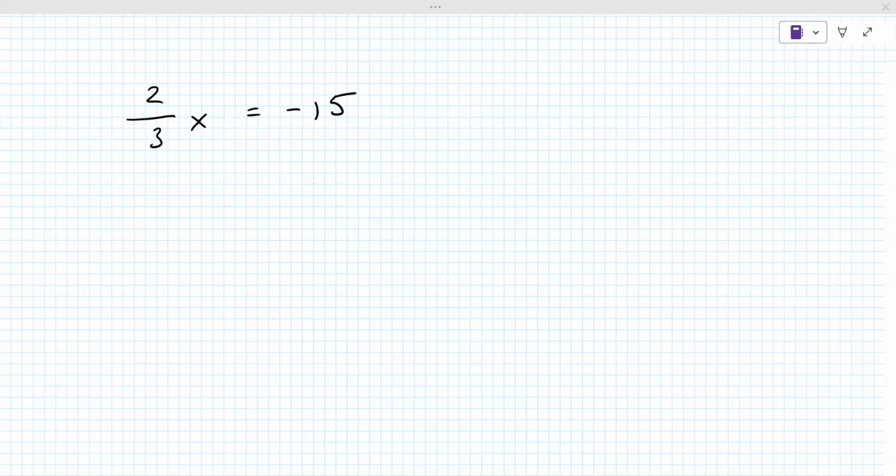Divide by 3, 5, 10. 2/3 of x. By 2. Whoa. And then add 7, -27.5.